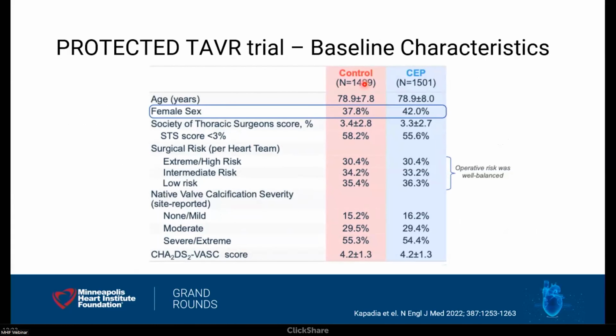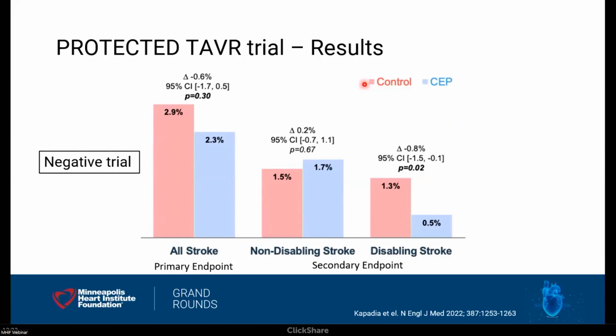And the groups were nicely balanced. The only difference was the gender. Female sex was more common in the cerebral embolic protection group. And there is data out there that showed that female gender is actually associated with higher rates of strokes in some of the trials. So it's something to keep in mind. Most importantly, PROTECTED TAVR was a negative trial. There was no significant difference in all strokes between the 2 groups. There was a hint that there might be a difference in the disabling strokes.